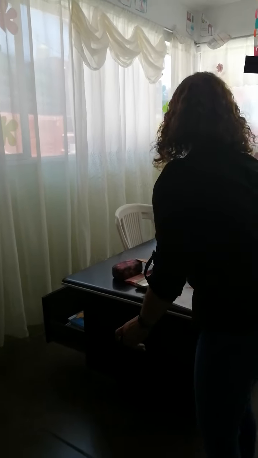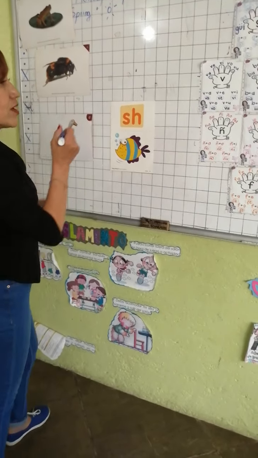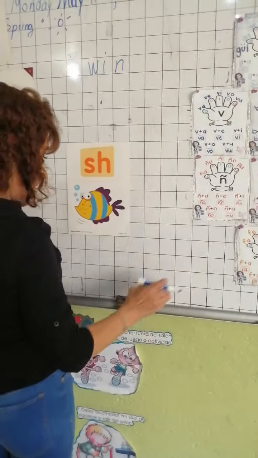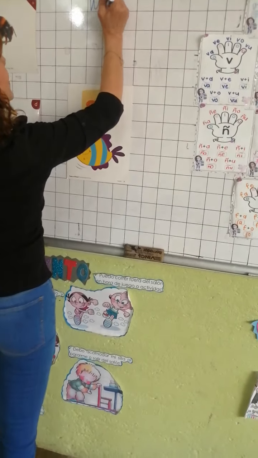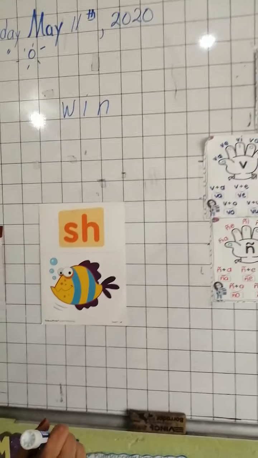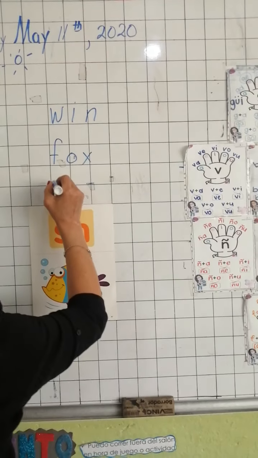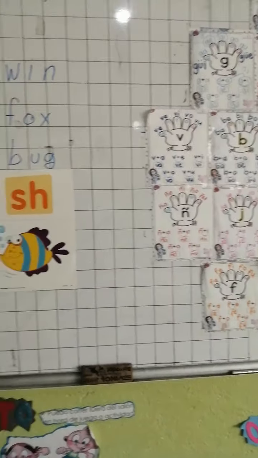Some new spelling words, kids, that you are going to study. Because I'm going to write here three words. I'm going to put here the verb. The first word that you are going to learn is win. Win. And we have here fox. And the other word is going to be bug. You are going to try to spell these words, because these are new words.